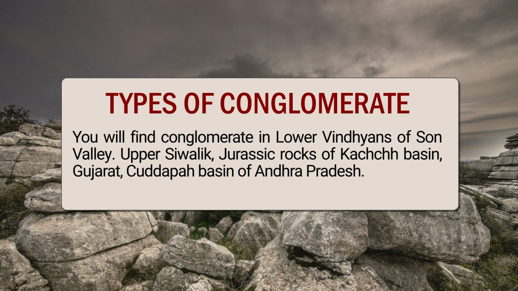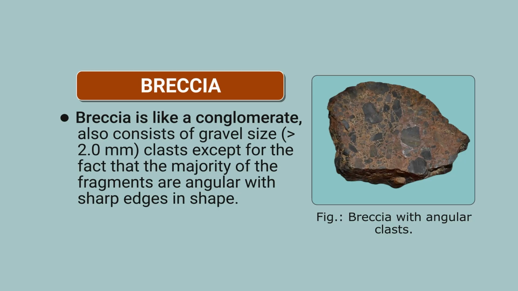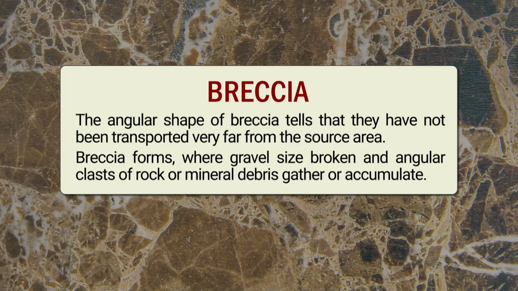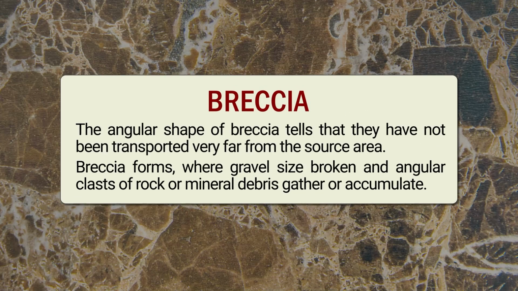Another example of clastic sedimentary rock is Breccia. Breccia is also a conglomerate. This Breccia also consists of gravel size, that is greater than 2 mm, clasts, except for the fact that the majority of the fragments are angular with sharp edges in shape. Here you can see a hand specimen of Breccia with angular clasts.